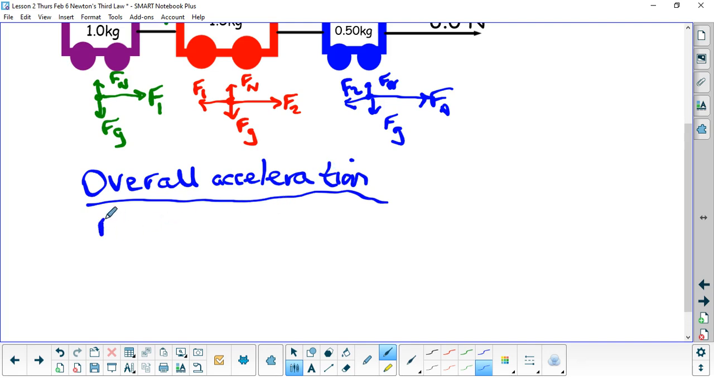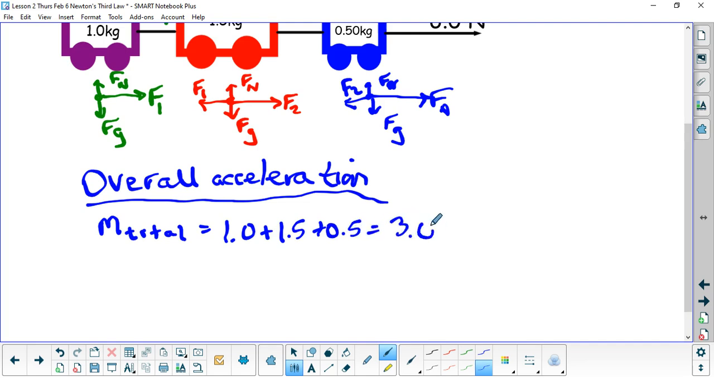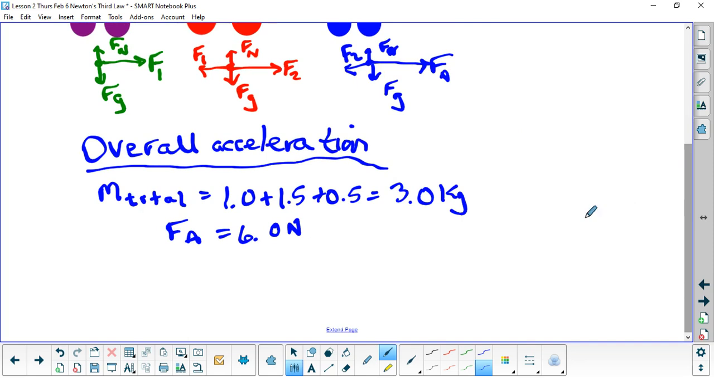So I'm going to start with this. I'm going to consider, first of all, their total mass. And their total mass, of course, is their masses added together. So that's 1 kilogram plus 1.5 kilograms plus the 0.5 kilograms. So that means a total of 3 kilograms. Excellent. And then I know that the overall or total force pulling them is the 6 newtons on the front. That's what the actual person pulling this toy is applying. So that's the actual applied force.